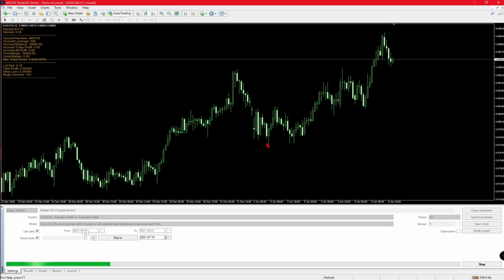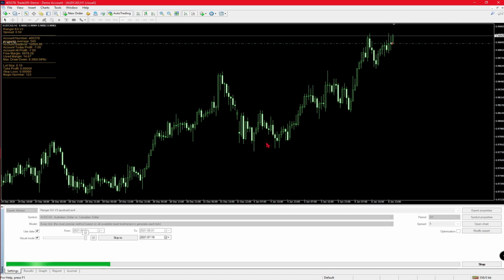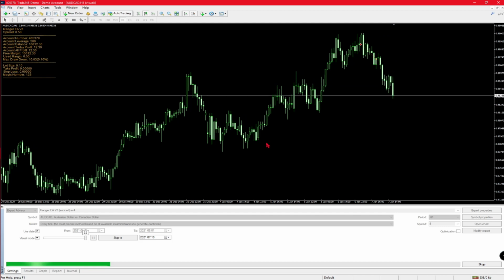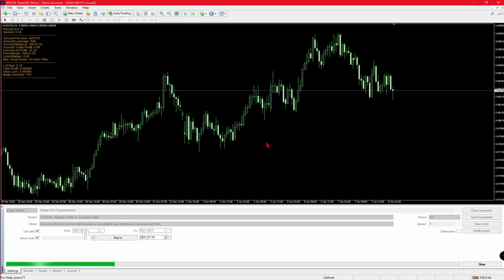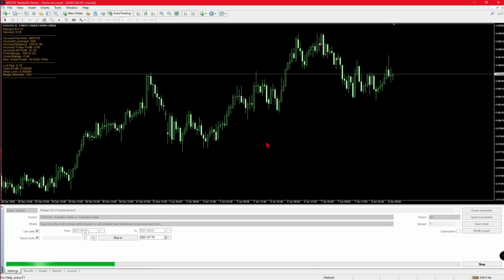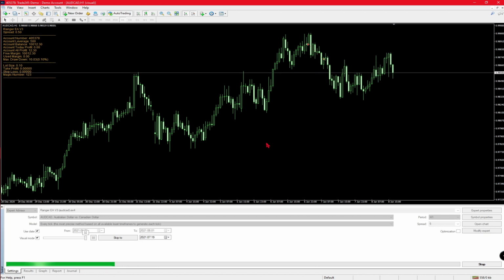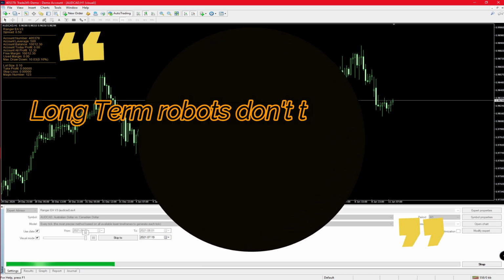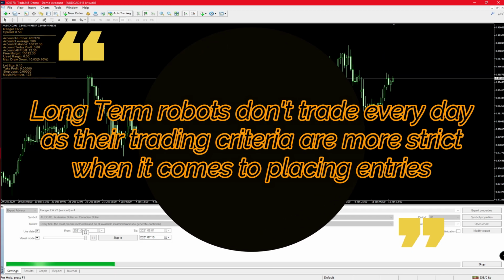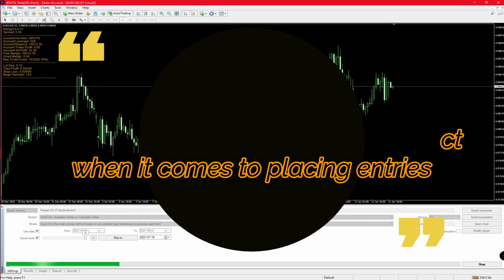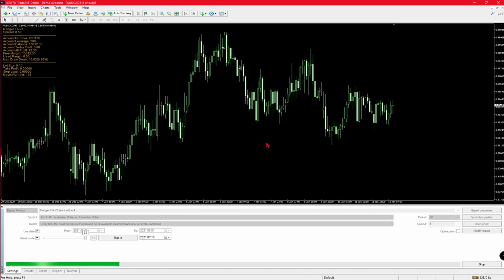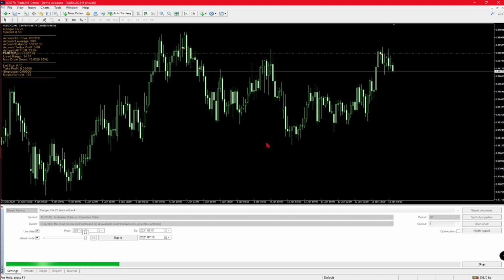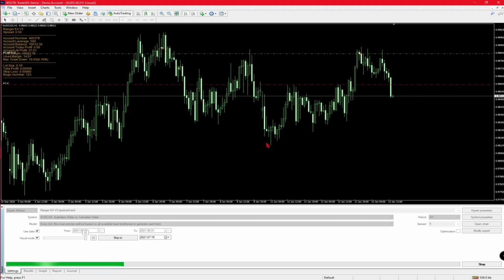As you saw earlier, the robot will be generating a profit. However, the profit will be a bit small if you start on the 0.01 lot size, and for me that is what I'd recommend. Since this robot is a long-term trader, it doesn't trade every single day, and for me that provides a bit of safety. However, you will still need to monitor the robot in case it does go into a losing streak.